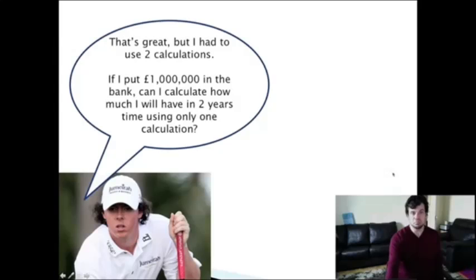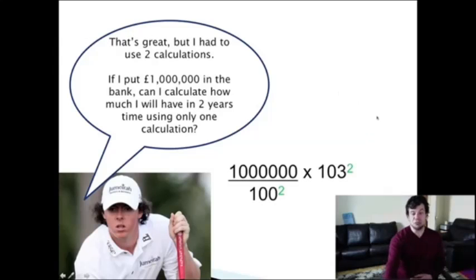That's great, but I had to use two calculations. If I put £1 million in the bank, can I calculate how much I'll have in 2 years' time using only one calculation? Now that's a valid point. Two calculations wasn't too long-winded, but what if the question was something like 7 years' time? Could you invest all the time in your exam to sit there and produce 7 calculations? Or is there a shortcut? Can we just have one step, one calculation to type in the calculator?